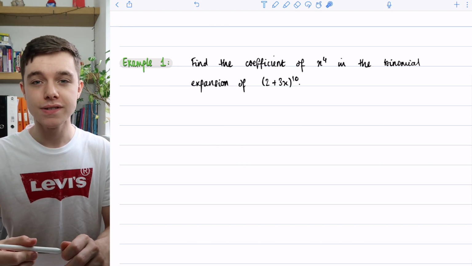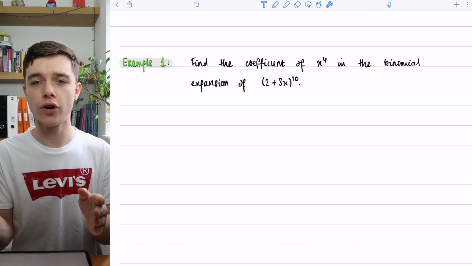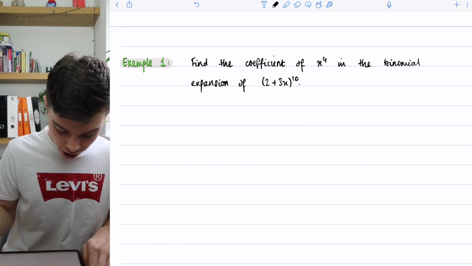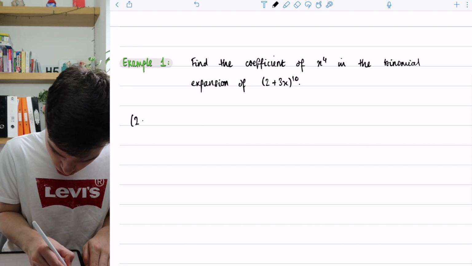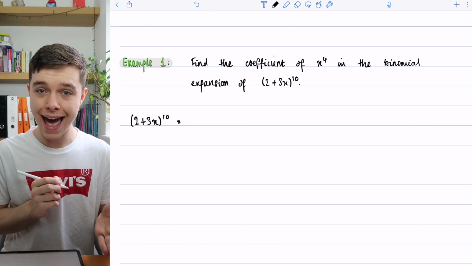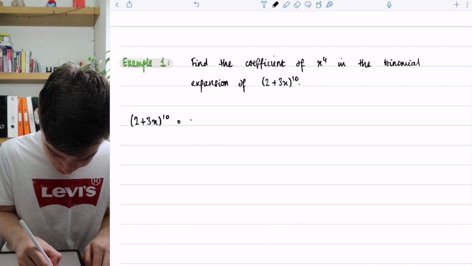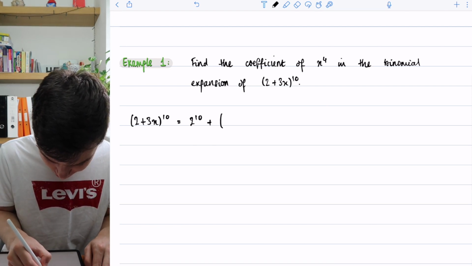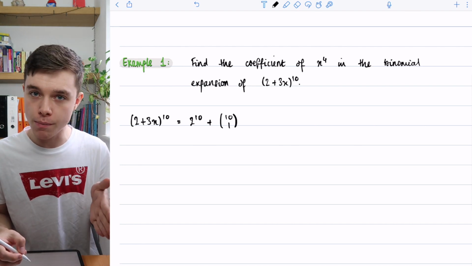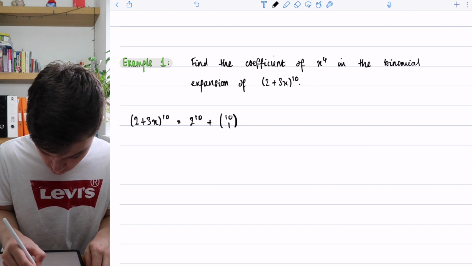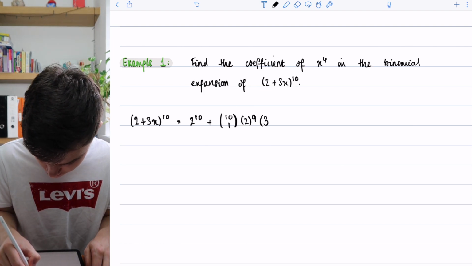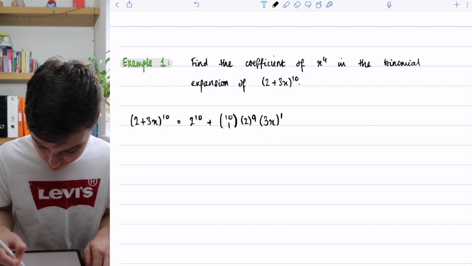What I'm going to do, like I just said, is expand up to the x to the 4 term, and then calculate the x to the 4 term to find the coefficient. I always write down the bracket first, so (2 + 3x) to the 10, and then let's do our expansion. It's going to be a to the n, so 2 to the 10, plus n choose r, so 10 choose 1, because this is the second term, so we have an r value of 1. 10 choose 1, 2 to the 9, we reduce the power of 2 by 1, and then the second term in the bracket comes in, 3x, raised to a power of 1.